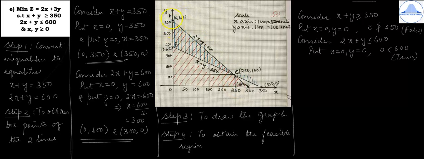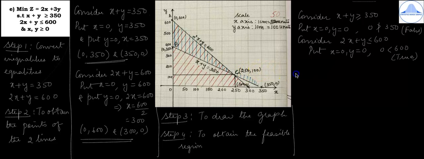So mark this as A, 0, 600. This as B, that is 0, 350, and this point here is C. From this point you draw a perpendicular to the x-axis. It will touch the x-axis at 250, and from this point draw a line parallel to the x-axis. It is touching the y-axis at 100. So the point C is 250, 100.